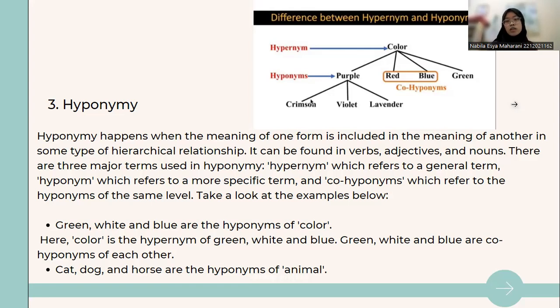So, as you can see in the picture, color is the superordinate, and purple, red, blue, and green are hyponyms of color. Purple, red, blue, and green are co-hyponyms. And the purple color is further divided into three: crimson, violet, and lavender.